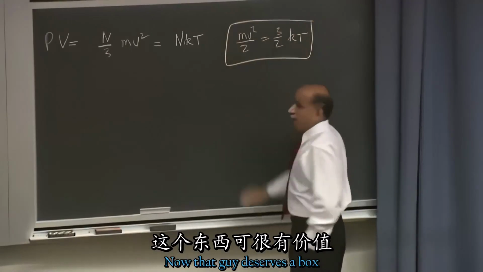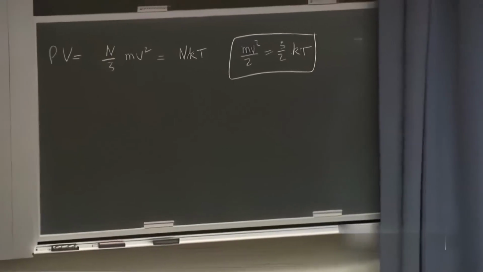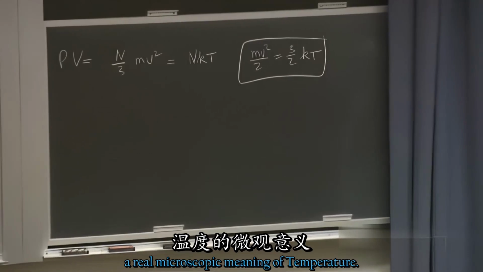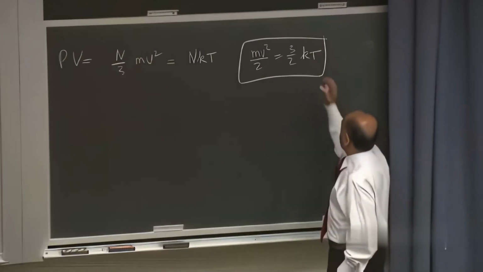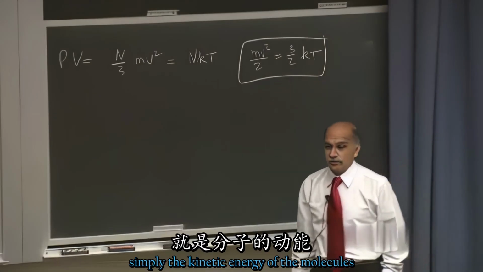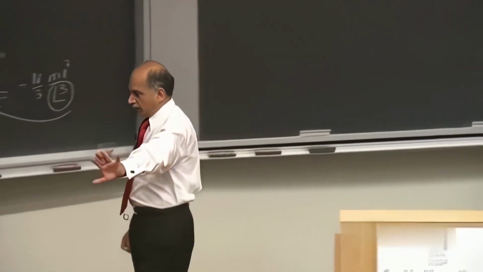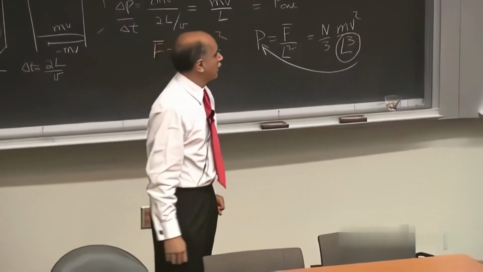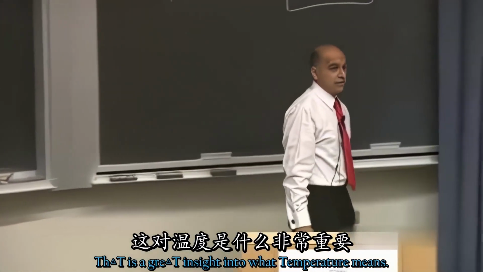Now that guy deserves a box. Because look what it's telling you. It's a really profound formula. It tells you for the first time a real microscopic meaning of temperature. What you and I call the temperature of a gas is simply, up to these factors, 3 over 2k, the kinetic energy of the molecules. That's what temperature is. If you put your hand into the furnace and it feels hot, the temperature you're measuring is directly the kinetic energy of the molecules. That is a great insight into what temperature means.